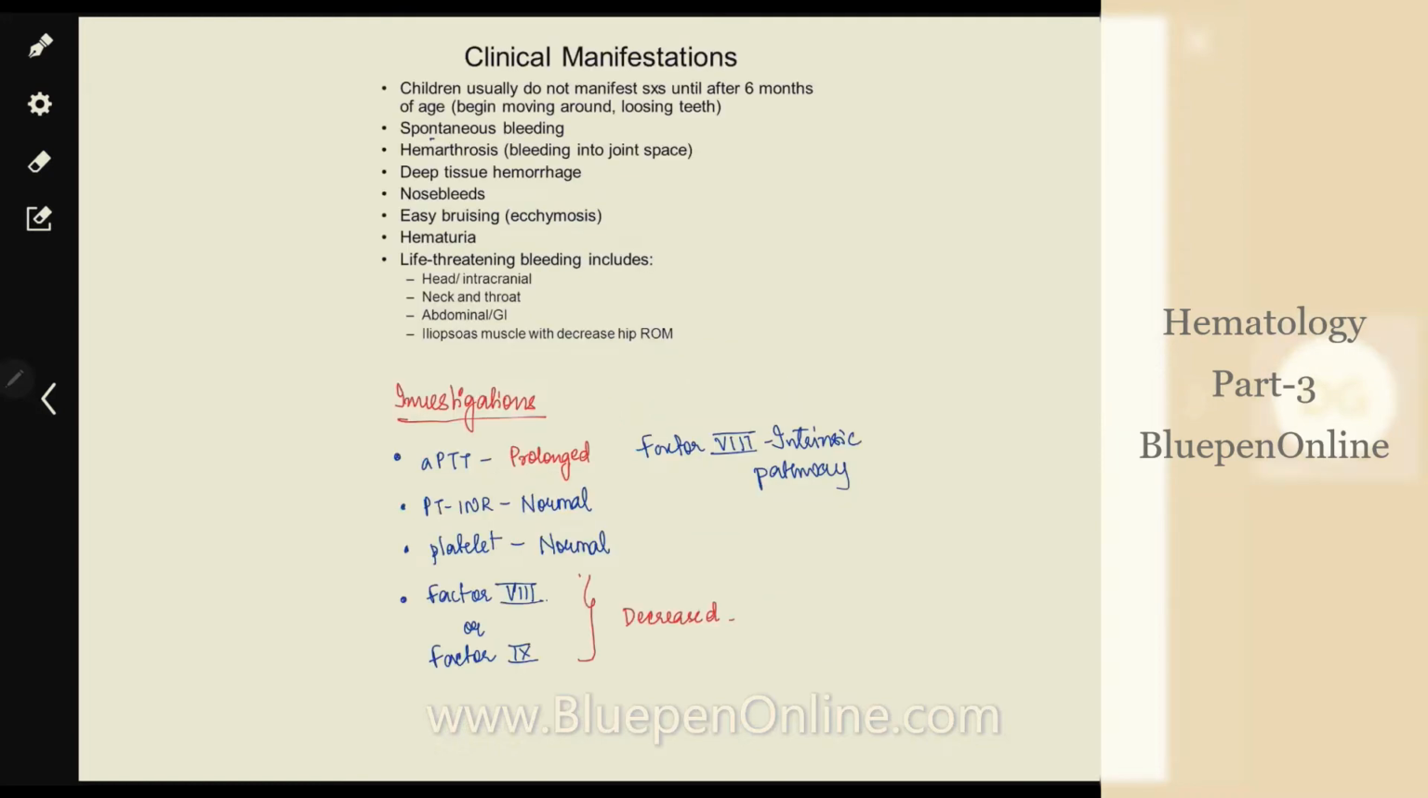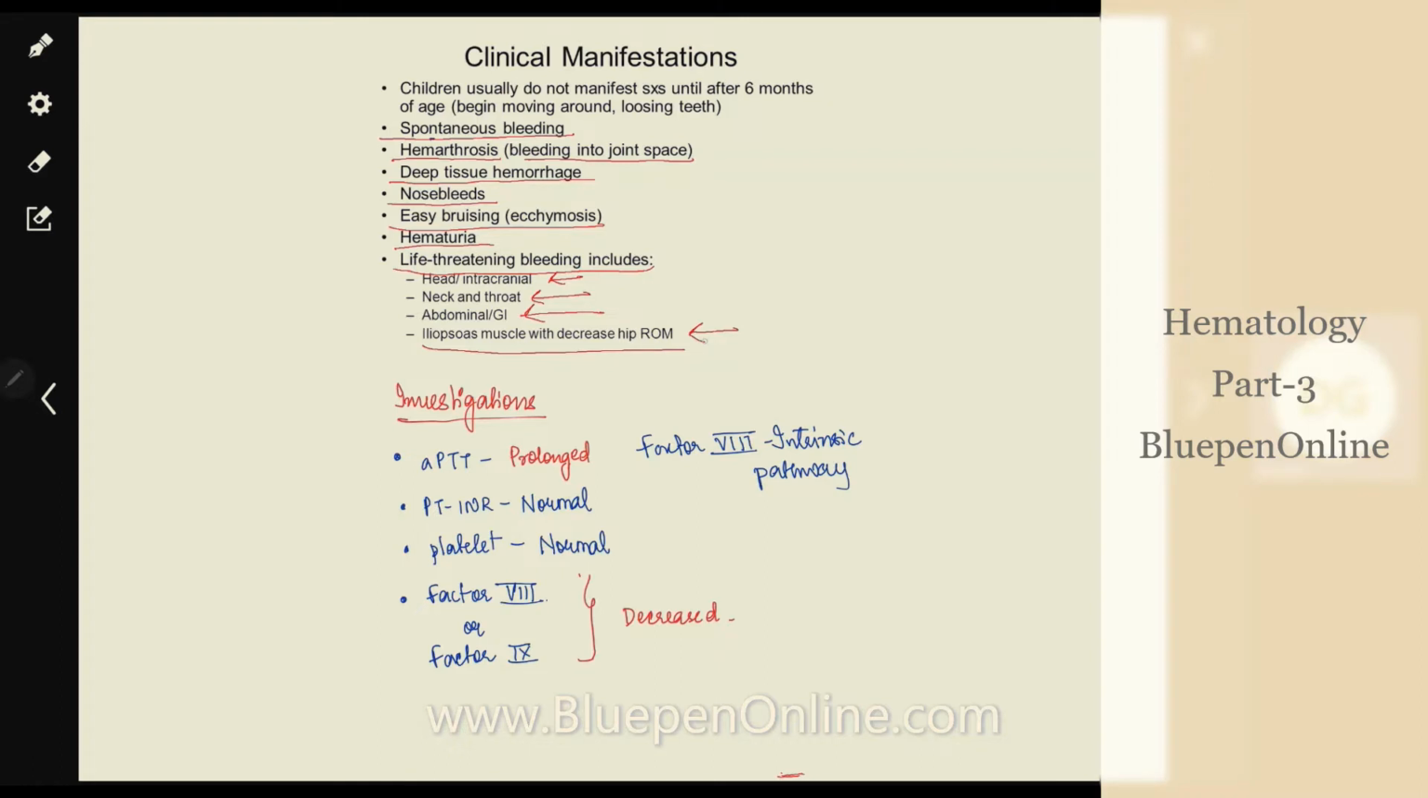Clinical manifestations of hemophilia are usually noticed when the children after the age of 6 months begin moving around and losing teeth. These children have spontaneous bleeding, hemarthrosis, that is bleeding into joints, deep tissue hemorrhage, nosebleeds, easy bruising, hematuria, and life-threatening bleeding like CNS bleeding, neck and throat bleeding, abdominal bleeding, and iliopsoas bleeding causing restriction of movement at the hip.